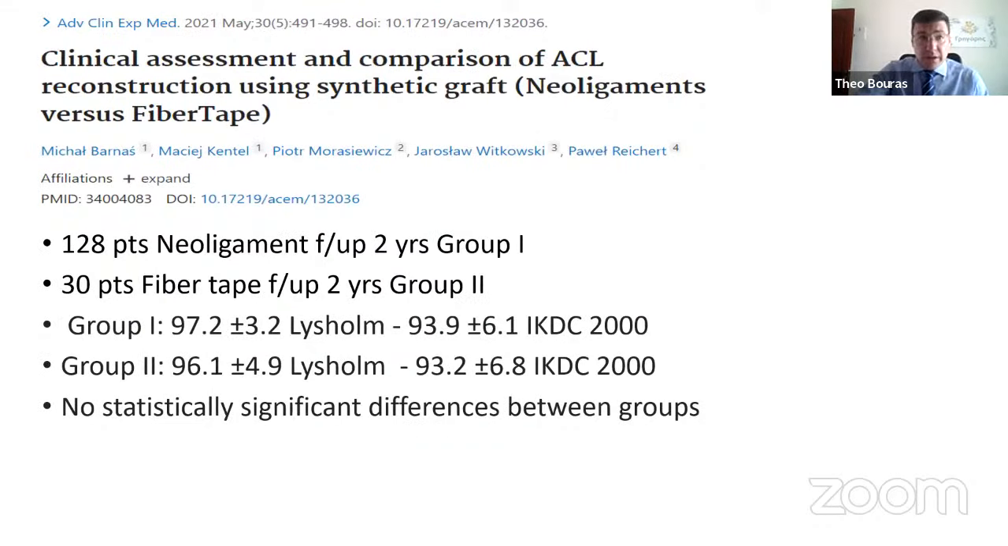And then there is another very recent study, 2021, comparing 2 different types of synthetic grafts, the neoligaments and the fiber tape. We knee surgeons are familiar with the fiber tape. We use it for internal bracing and for various repairs of the ACL. In this study, the authors reported 2 different groups, one with neoligament, one with fiber tape. The results in both groups were very good in terms of function, and there was no statistically significant difference between them.